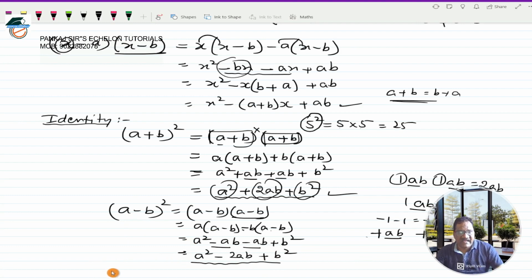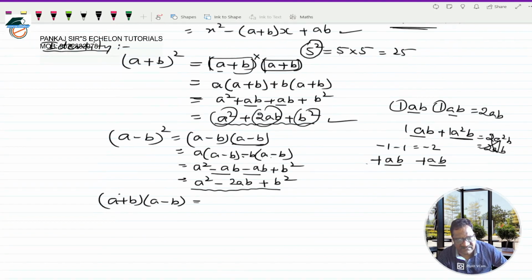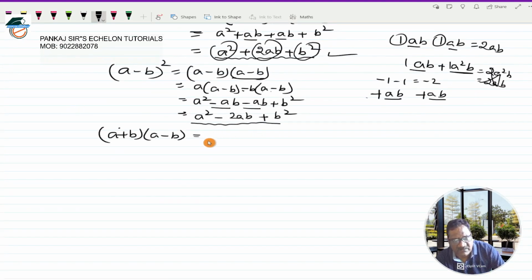Is that clear? And the last one is something which can be written as a plus b times a minus b. Now these are two identical binomial expressions, only there is a difference in the sign between them. This is a plus b, this is a minus b. If you want to multiply them out, you can write down again a. See, I am using the same rule for all the expansions. A times a minus b, then plus b times again that same a minus b.